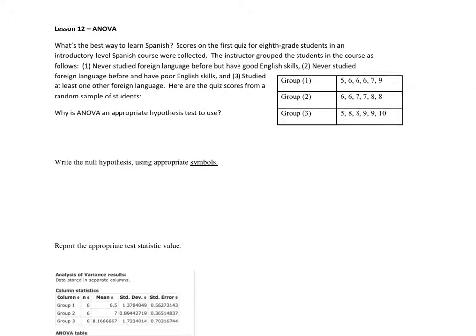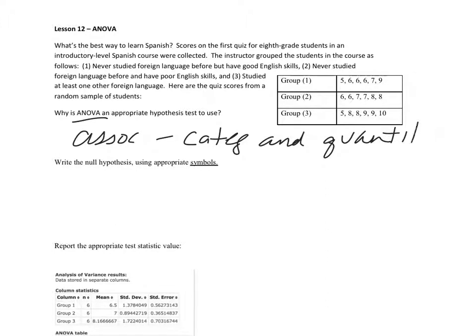So the appropriate test to think about in this situation is the Anova test. And that's because we're looking to see if there's association between a categorical variable and a quantitative variable. In this problem, the groups are the categorical variable and the quantitative variable is the quiz score.